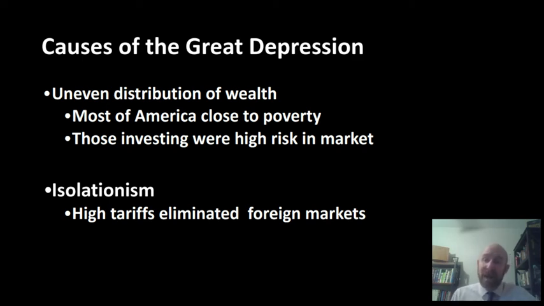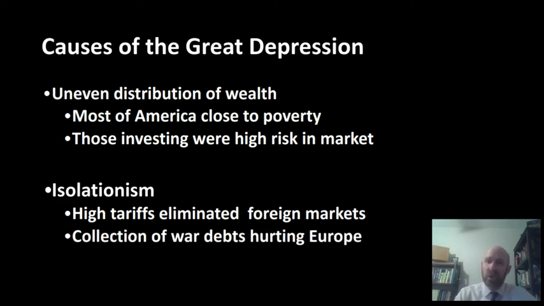What we know should be happening is if the economy's bad, we should trade more with these countries and not less. And so this is going to make a bad situation worse. We are also, to add insult to injury, going to continue to collect war debts from Great Britain and France, and then Great Britain and France are going to continue to collect war debts from Germany. If all of our economies are struggling at the same time, what we should do is a timeout on any kind of debt collection.